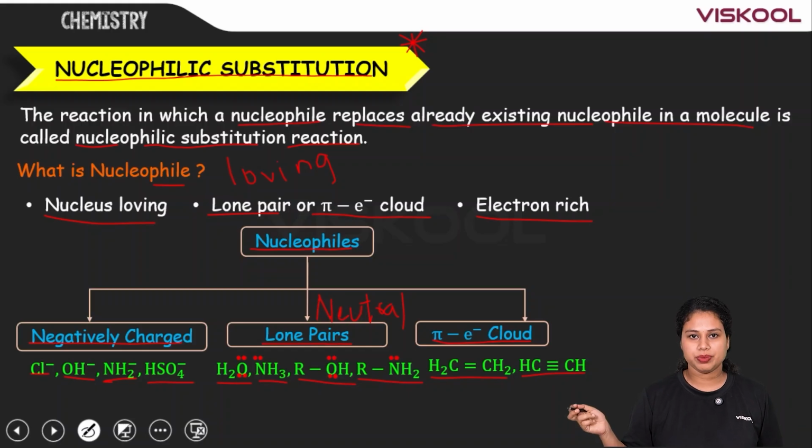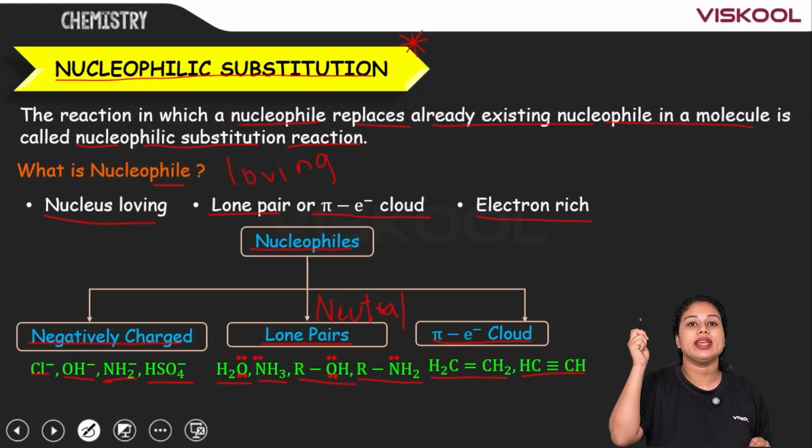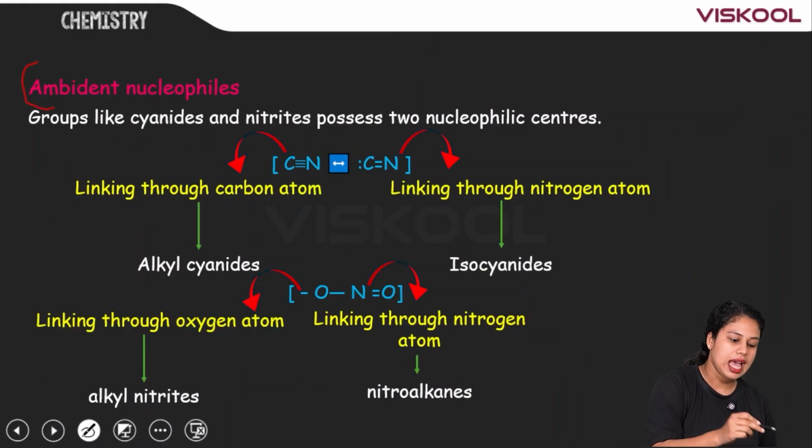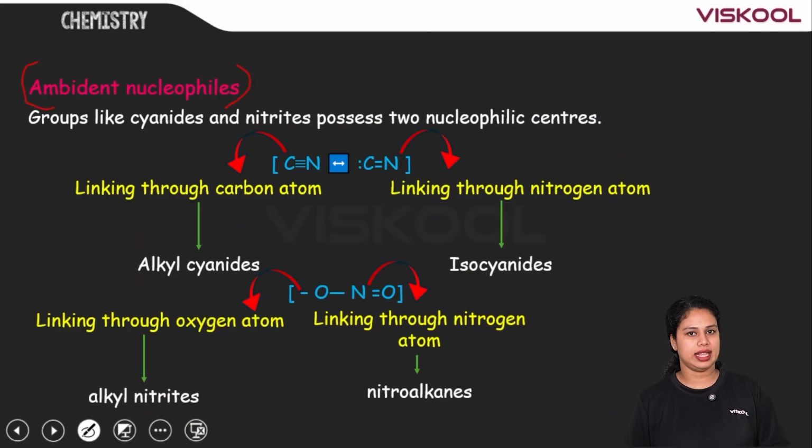Is this clear to you? So we have studied the first thing related with nucleophilic substitution reaction, that is about a nucleophile. What is a nucleophile? This is what we have explained. I hope it is very clear to you. Now we are going to discuss another kind of nucleophile. We can call it ambident nucleophiles.